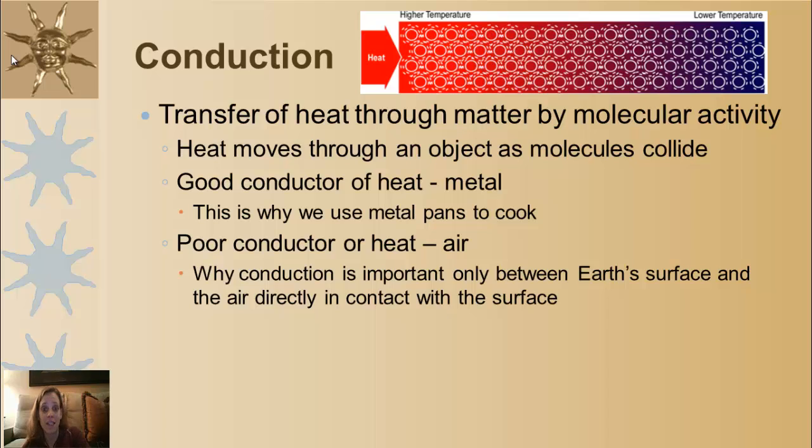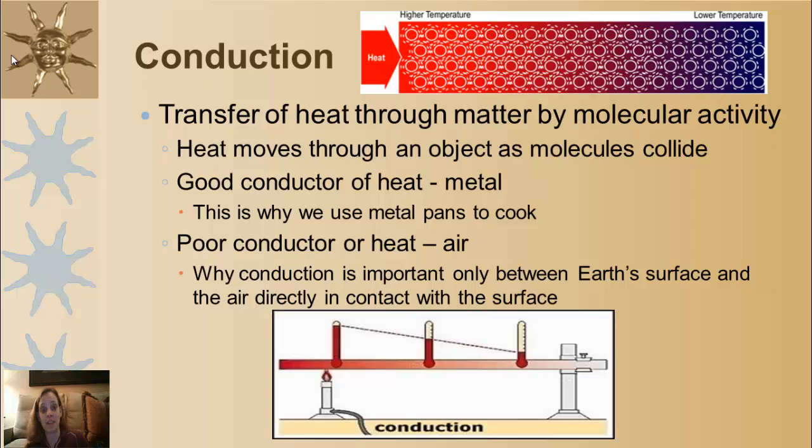Conduction is important only between the Earth's surface and the air directly in contact with the surface. So the transfer of heat via conduction only happens between the surface of the Earth and the air that lays right on top of it.